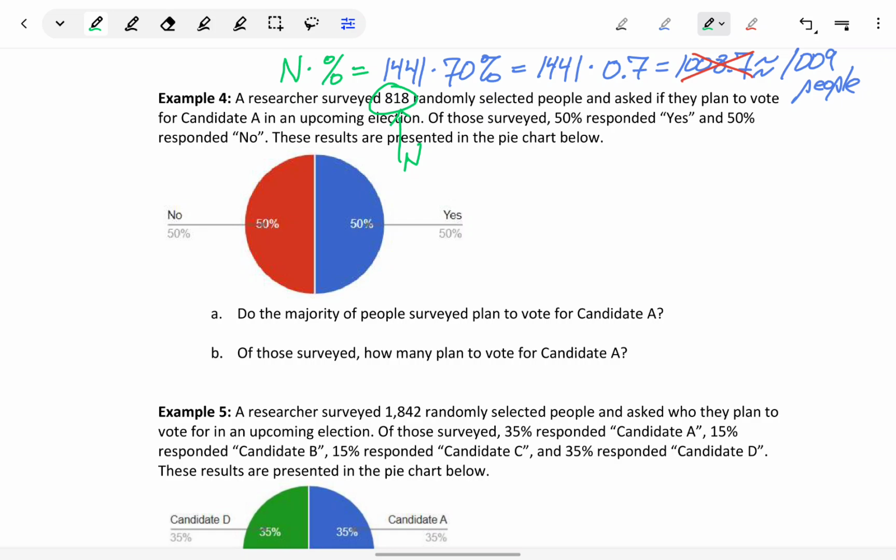Of those surveyed, 50% responded yes, 50% responded no. So we're asked in part A, do the majority of people surveyed plan to vote for candidate A? And in this case, we would say no, because 50% is not greater than 50%.